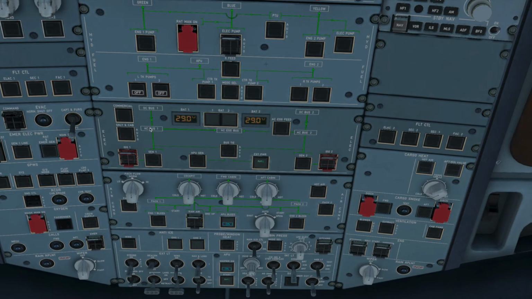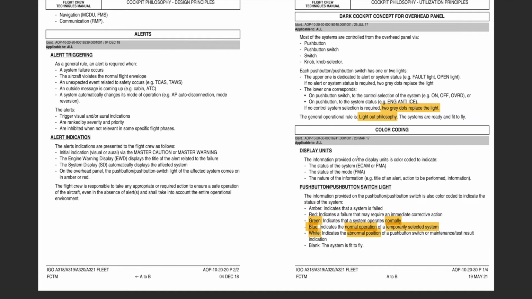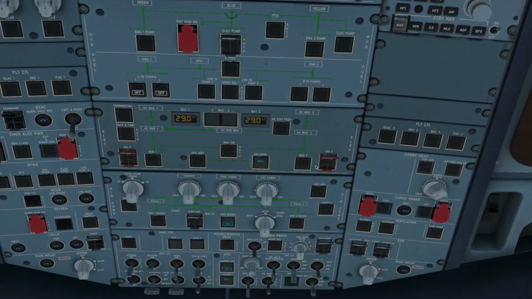So let's first look at the Airbus Flight Crew Training Manual, the FCTM. If you go to the FCTM and the cockpit philosophy, you'll notice that Airbus follows a lights out philosophy. What does the lights out philosophy mean? It means that usually when you walk into the cockpit or you're sitting in the cockpit, operating the aircraft, there should be no lights visible within the cockpit. So when you see any kind of light in the cockpit environment, that means it's either an abnormal situation or a temporary situation.